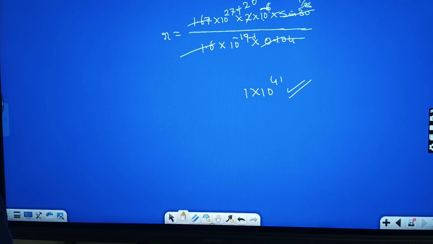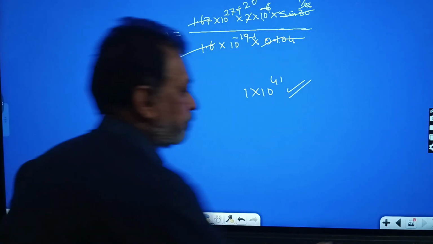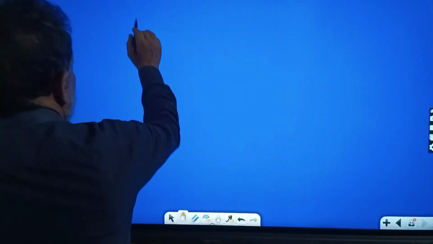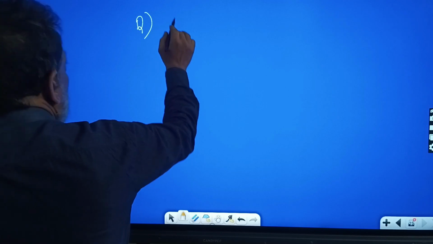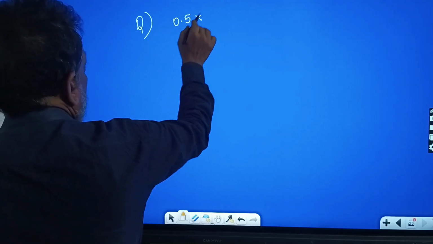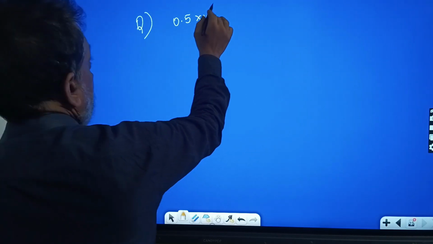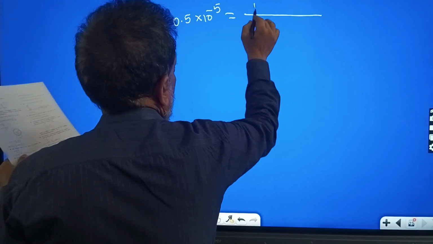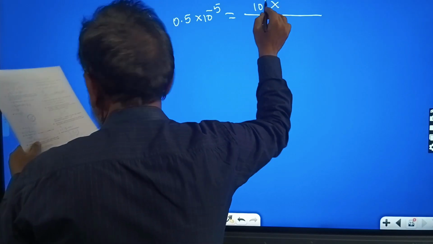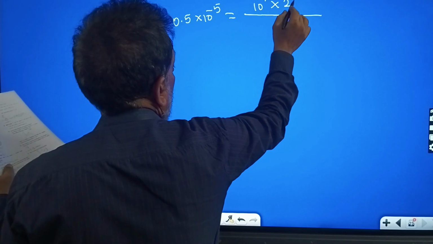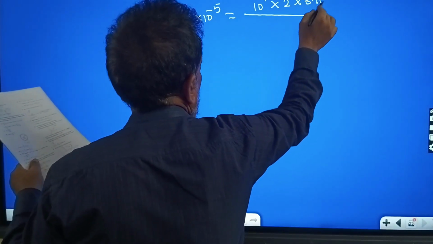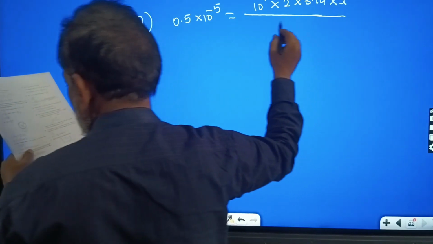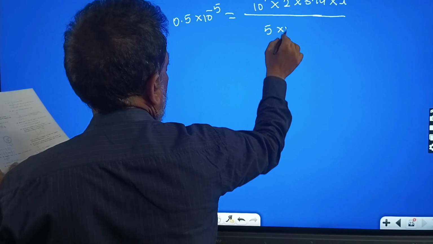Now take this calculation. Okay, now all of you go to the next problem. Please give your answer, sir. 0.5 into 10 to the power of minus 5 is equal to 10 to the power of minus 7 into 2 into 3.14 into I divided by 5 into 10 to the power of minus 2.